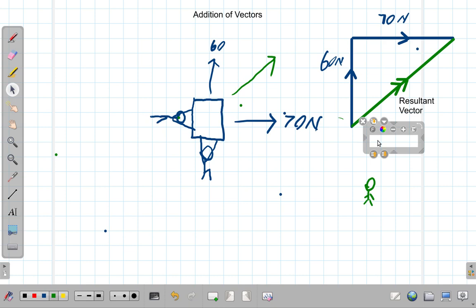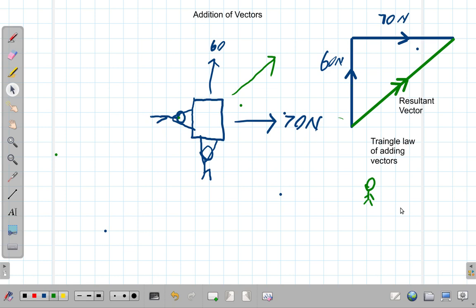We're using the triangle law of adding vectors. So the two vectors you're adding, you make them touch. The end of one touches the beginning of the other.